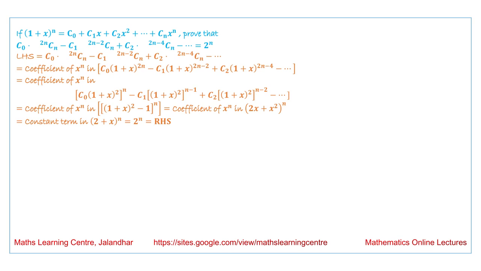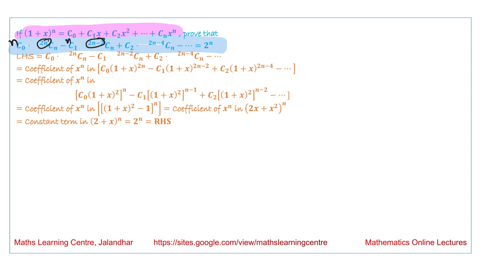Next, if it is given that (1 + x)^n, this is the expansion given to us. We have to prove that C0 (2n)Cn minus C1 (2n-2)Cn. Now it is important to see over here that these values, it is n over here, it is 2n over here, it is n over here, it is 2n minus 2 over here. So these values are being changed. So it is not the question of the kind that we have already discussed.